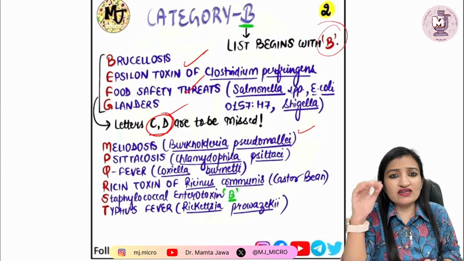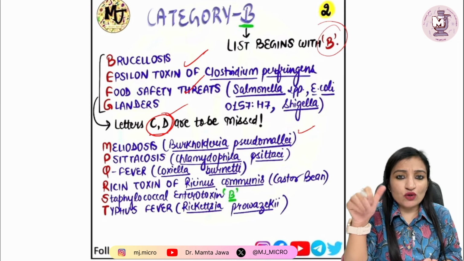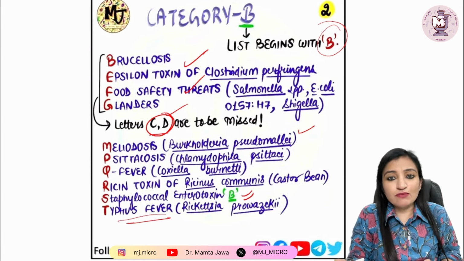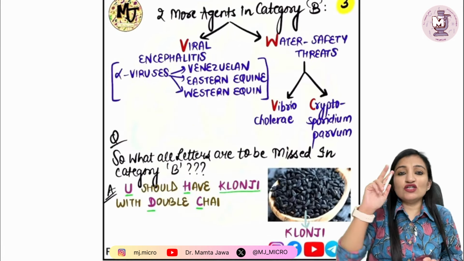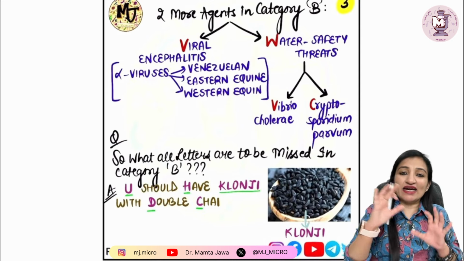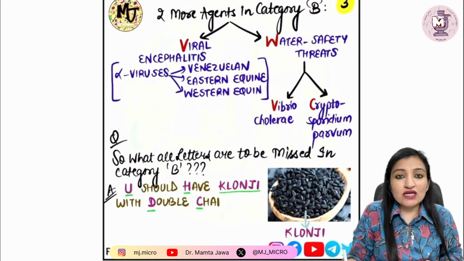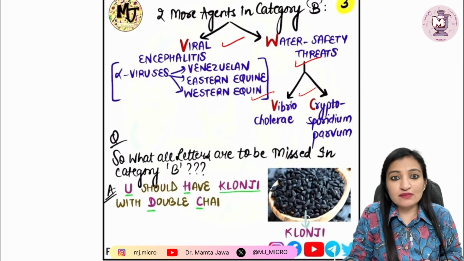सिटाकोसिस, Q से Q फीवर, राइसिन टॉक्सिन, स्टैफिलोकोकल एंटरोटॉक्सिन. B देखो यहाँ पे भी B आ रहा है. टाइफस फीवर caused by Rickettsia prowazekii. Then two more agents in category B. तो सोचो कैटेगरी B में सबसे ज्यादा एजेंट्स हैं, बहुत ब्रॉड लिस्ट है इसकी. तो V और W याद करो. वायरल एन्सेफेलाइटिस के एजेंट्स और वाटर सेफ्टी थ्रेट्स जैसे Vibrio cholerae और Cryptosporidium parvum.